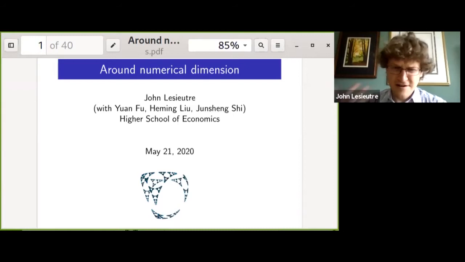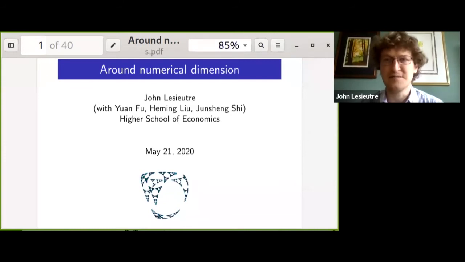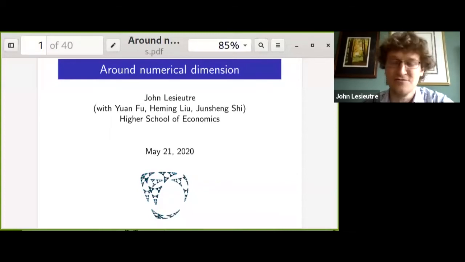So I want to start off just introducing some background. I'll tell you what numerical dimension is, do a couple examples, give you some history of this problem. And then the rest of the talk is really just going to be working through two examples to see some kind of crazy things that can happen related to numerical dimension.